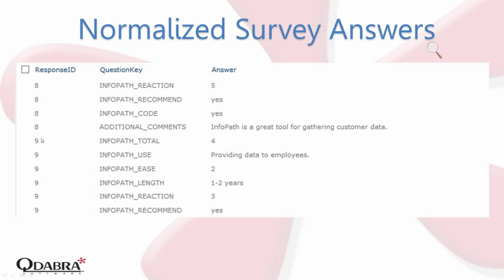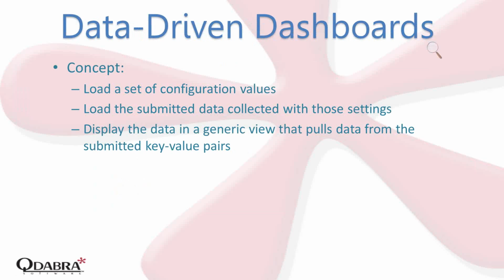And right here, this screenshot is showing a portion of 2 different responses from 2 different people. So to display this normalized key value pair data in a nice format, you can use a data-driven dashboard. So here's how that works.